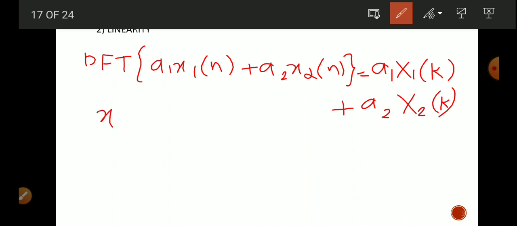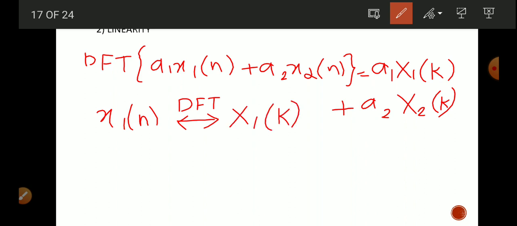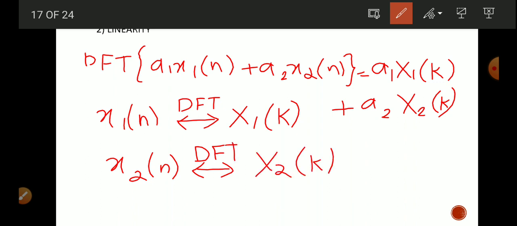Here X1 of k is the discrete Fourier transform of x1 of n. Discrete Fourier transform of x1 of n is represented as X1 of k, and discrete Fourier transform of x2 of n is represented as X2 of k. Therefore, the linearity property of discrete Fourier transform explains that DFT of a1 x1 of n plus a2 x2 of n equal to a1 X1 of k plus a2 X2 of k.